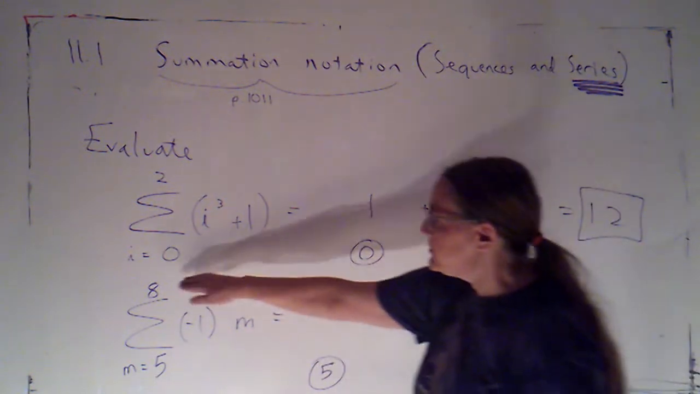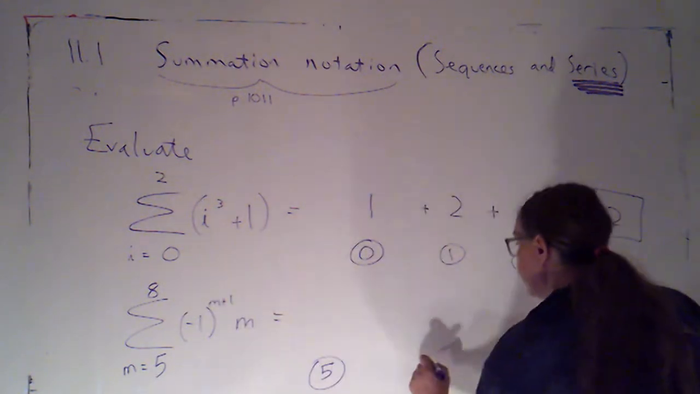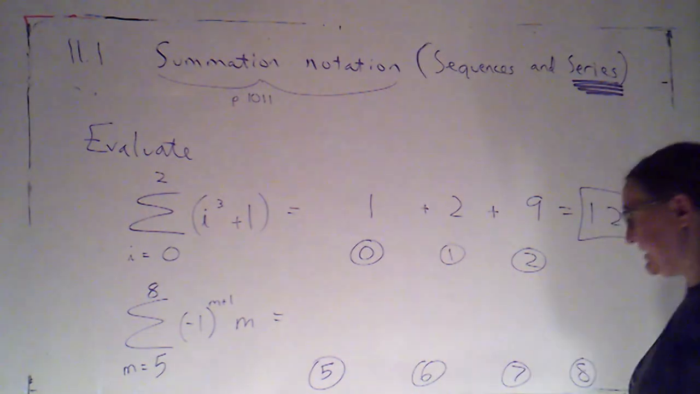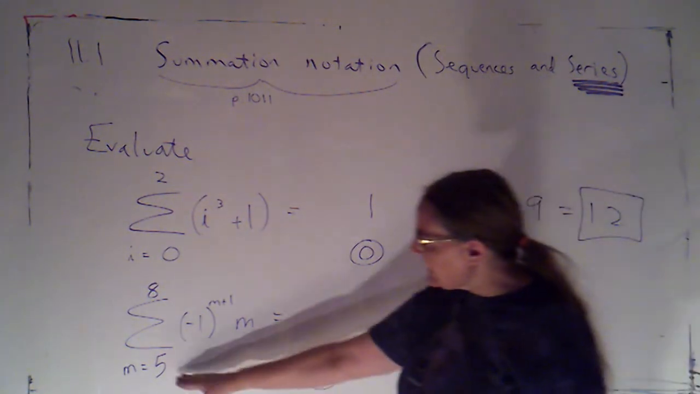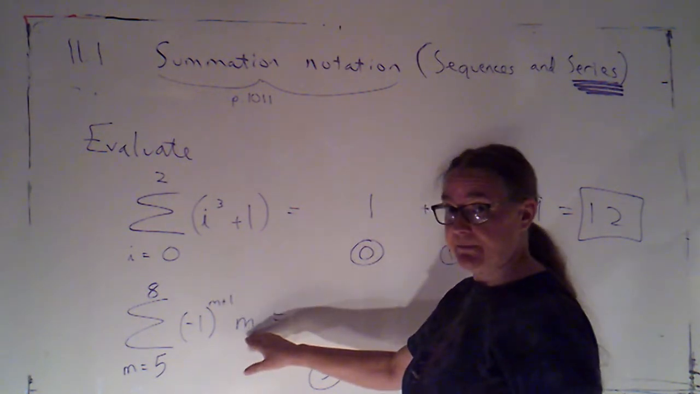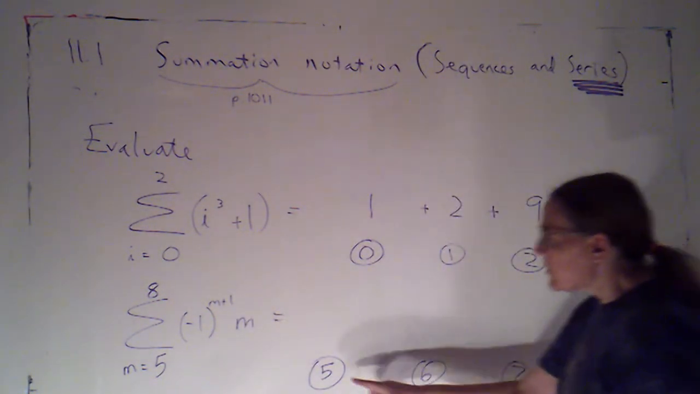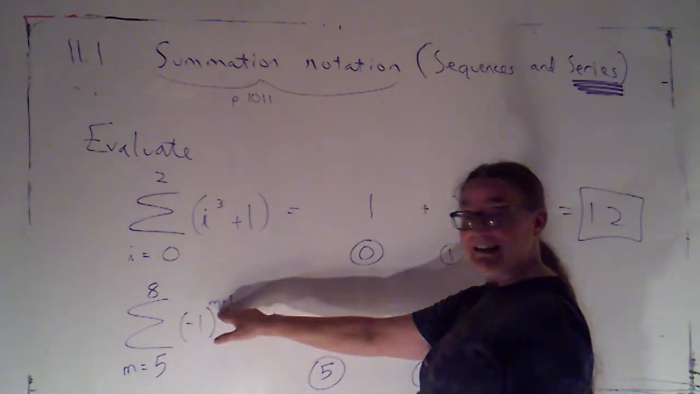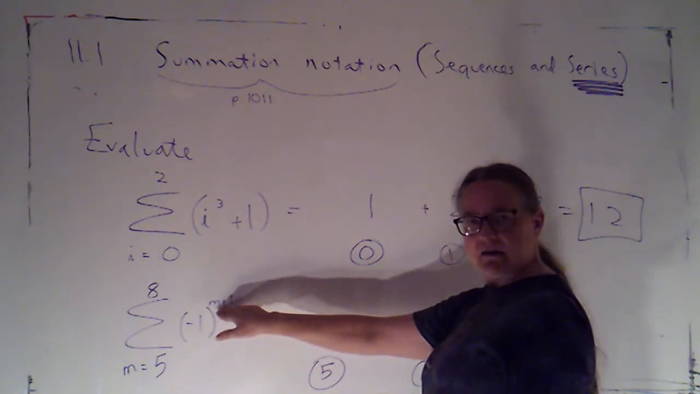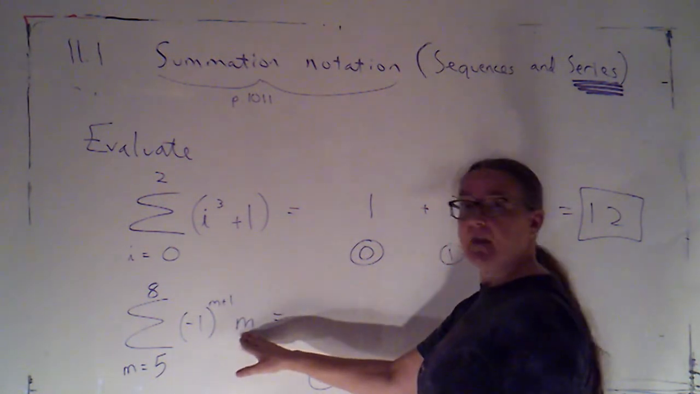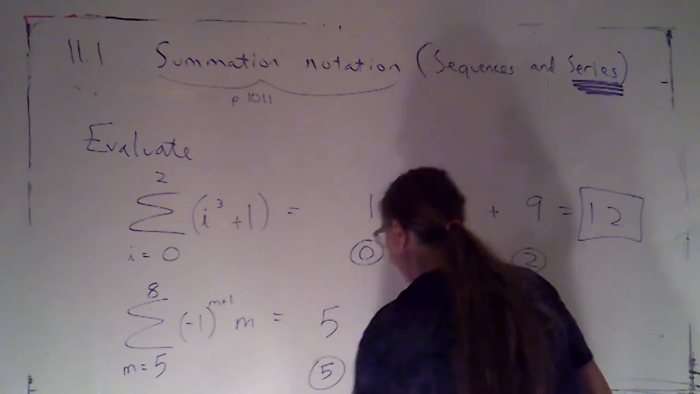For this one, my initial index is 5, and I'm going to count until I hit 8. So 5, 6, 7, 8. And now I'm plugging in my index in 2 different places. Okay. So when m is 5, m plus 1 is 6. Negative 1 to the 6th, well, if it's an even power, that's going to be positive 1 times m is 5. 1 times 5 is 5.